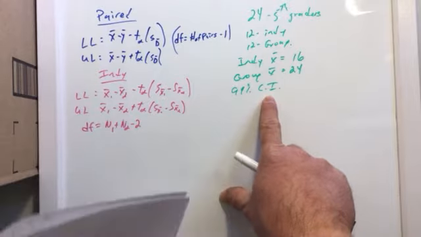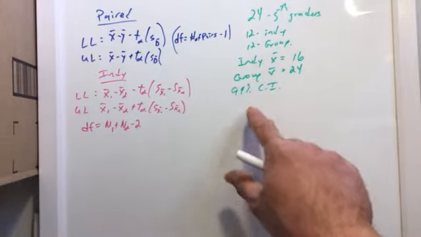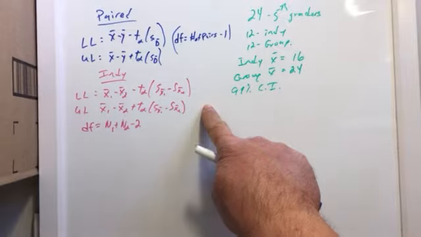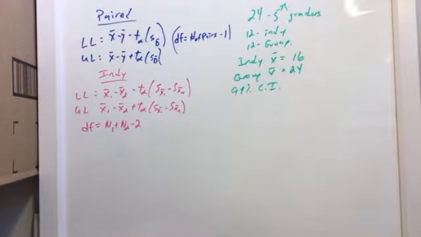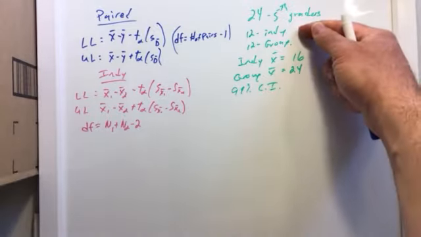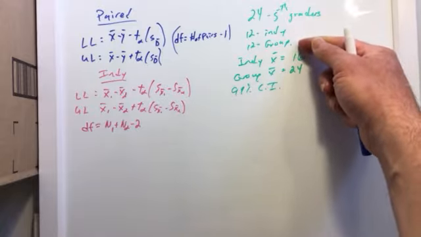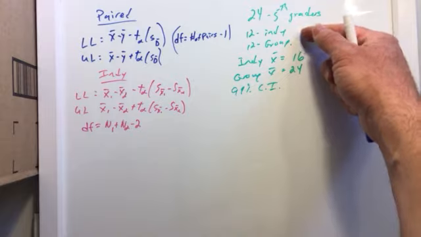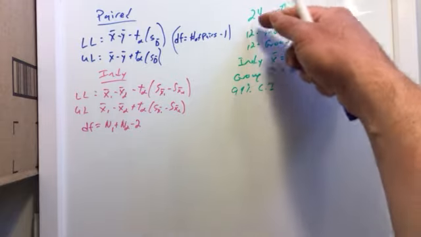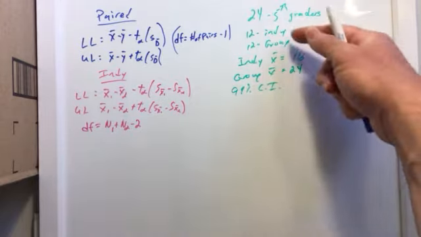We've got to figure out if it's a paired or independent sample. If it's paired, we use this. If it's independent, we use this. Well, now you've got to figure out: is there one score in this group of 12 kids that's specifically matched to a particular score in this group? Are these different people? Yes, they're different people. So we have 24 different people.